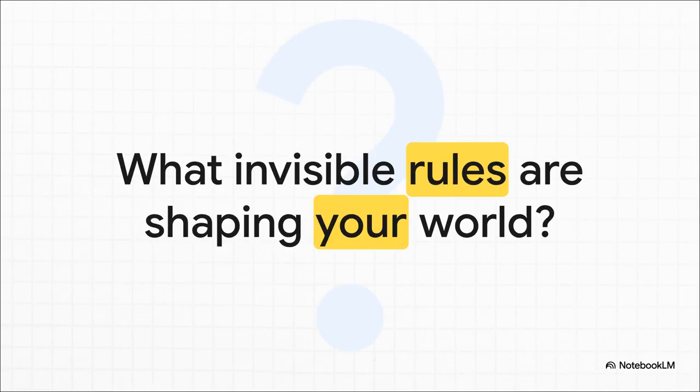So, we've seen how just a few simple lines of logic can sort physical packages in a warehouse. It really makes you stop and think, doesn't it? What other invisible rules, what other algorithms are out there right now shaping your world? Sorting the information you see, the choices you make every single day?